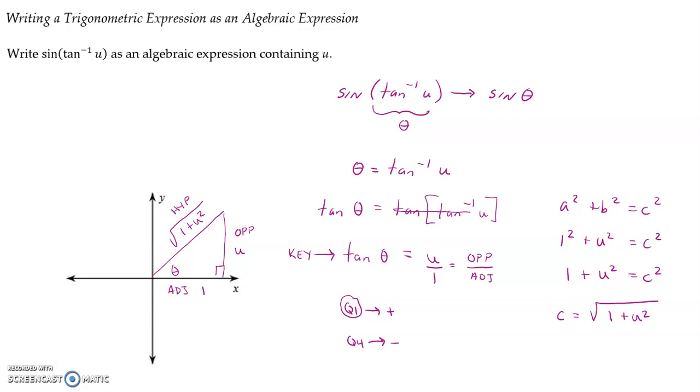Right? And now that we have our triangle drawn, we can go ahead back to our original question. Right? We want to be able to find sine of theta. So we're going to need our opposite side and our hypotenuse. Keep in mind, our opposite side was the letter u, and our hypotenuse is the square root of 1 plus u squared. Right, and this is going to end up being your final answer here.